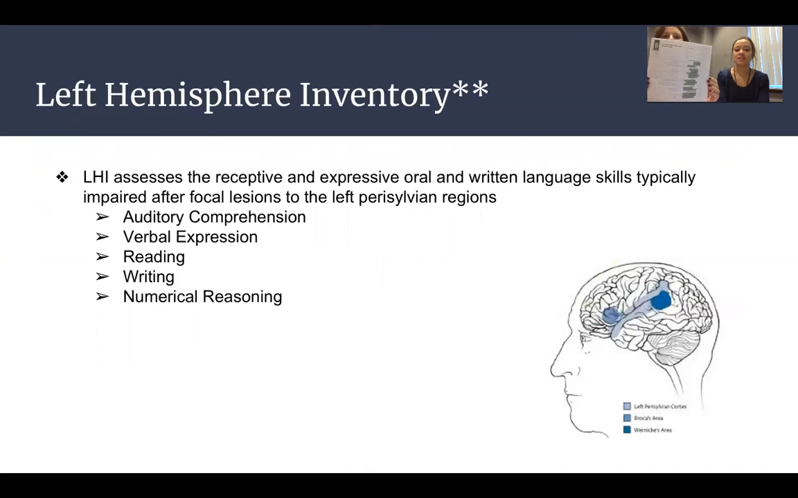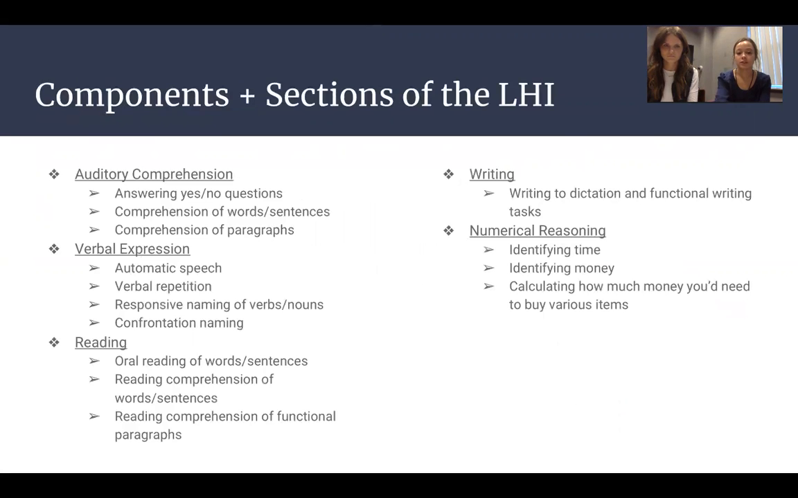it assesses receptive and expressive oral and written language skills that typically are impaired after focal lesions to the left hemisphere. And it has a few subtests, and those include auditory comprehension, verbal expression, reading, writing, and numerical reasoning. So the components within the LHI are auditory comprehension, which includes answering yes/no questions, comprehension of words and sentences, as well as paragraphs. The verbal expression portion looks at automatic speech, verbal repetition, responsive naming, and confrontational naming.